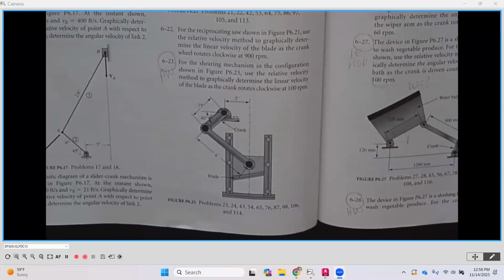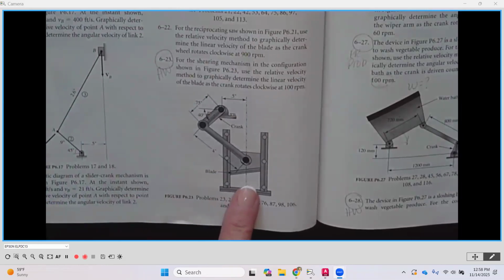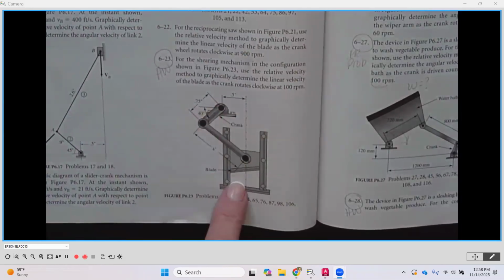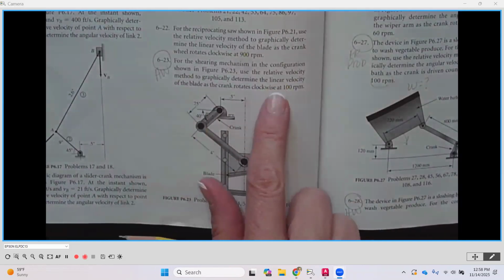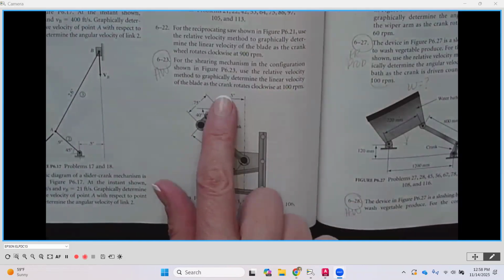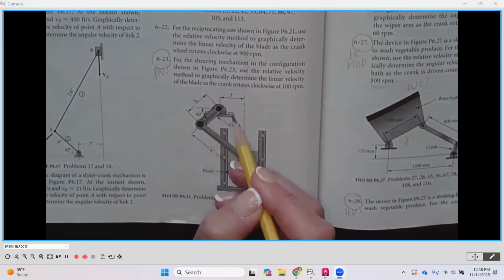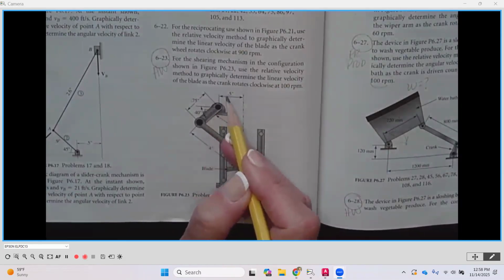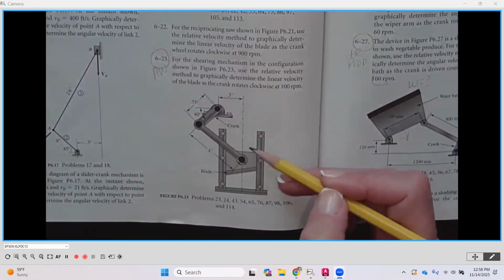Okay, so the next problem we're going to look at is going to be problem 623. This is a shearing mechanism, as we can see in the diagram here. And what we want to do is use the relative velocity method to determine the linear velocity of the blade as the crank rotates clockwise. So it's going to be going in this direction, clockwise at 100 RPM. So the crank is here, the blade is here.